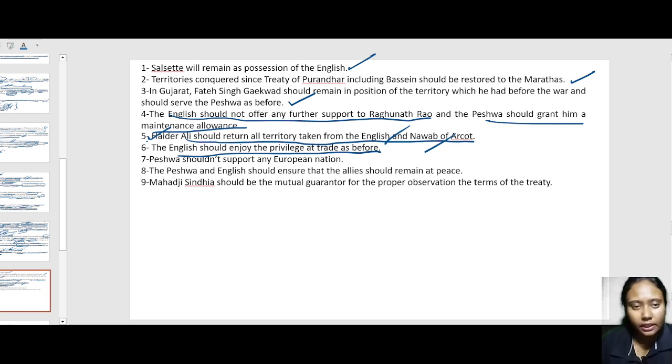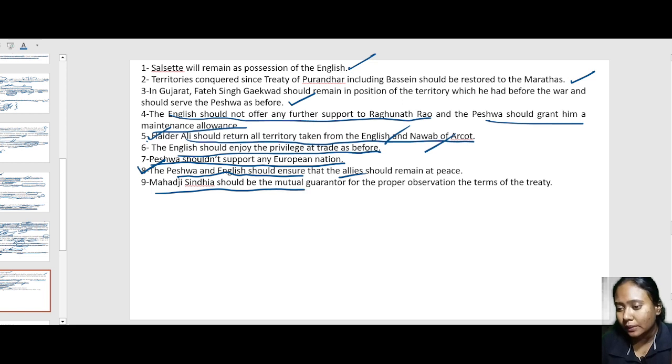Peshwa should not support any European nation. Okay, Peshwa should not support any European nation. The Peshwa and the English should ensure that all the allies remain at peace. So the allies among the Maratha, Nizam, Peshwa, whatever, the Peshwa and the English should ensure that all these allies remain in peace. Mahaji Scindia should be the mutual guarantor. Okay, Mahaji Scindia was given the responsibility of looking after the treaties, and whether they are in terms or not, and whether they are being followed or not.